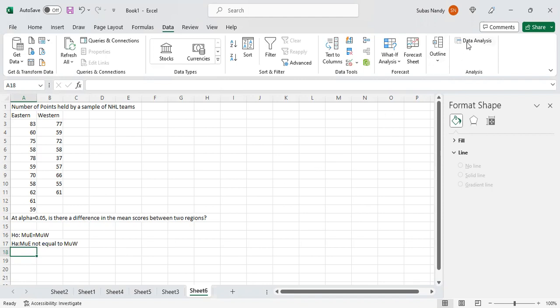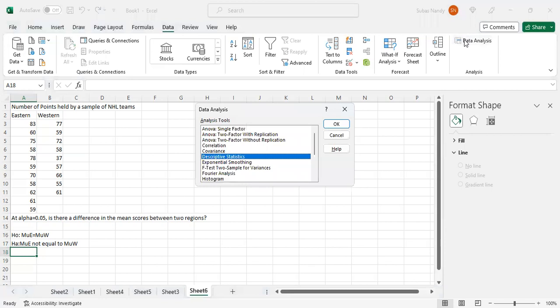So I have already installed the Data Analysis ToolPak in Excel. If I click on Data, I will see the Data Analysis ToolPak and I will click on that. Now I want to do a two sample t-test. t-Test: Two-Sample Assuming Unequal Variances. We will assume the population variance of the Eastern Conference is not equal to the population variance of the Western Conference teams. So t-test, two sample, assuming unequal variances, we will highlight, and then we will click OK.